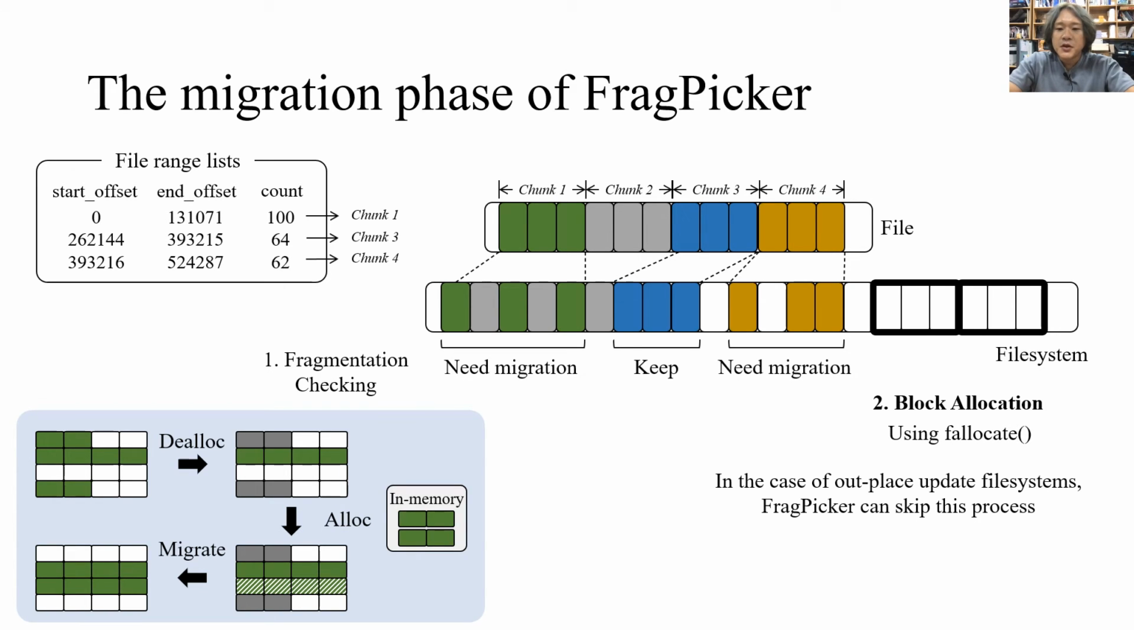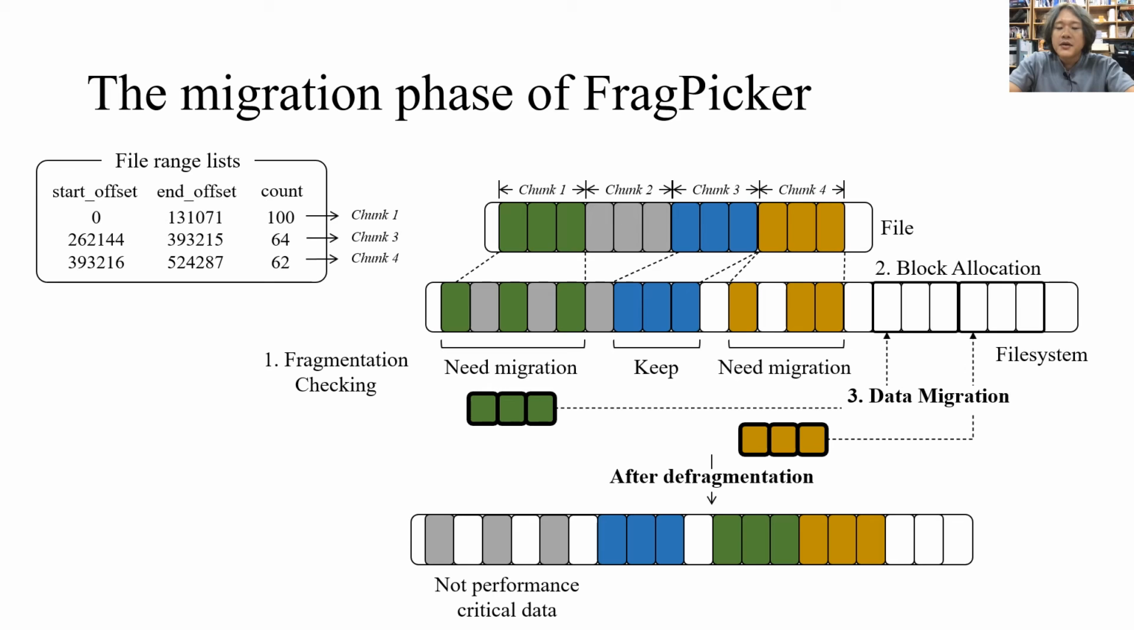Deallocation zeroes data that are not aligned with the file system blocks to prevent falsely reading data. However, since the per-file analysis step already adjusted the file ranges to align them with the file system blocks, deallocation of FragPicker does not zero any of the existing data, which means FragPicker can recover the data upon system crash. Here, since outplace update file systems do not require block location, FragPicker skips this process in that case.